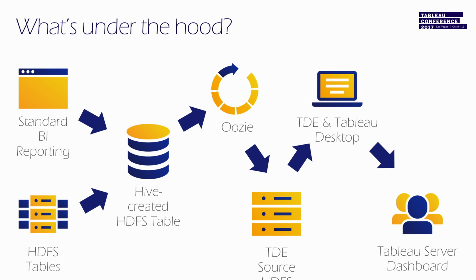So we've got our standard BI reporting that we drop into some HDFS tables in Hive. We've got our HDFS tables that contain a lot of information. And for this particular use case, since we're trying to make this as simple as possible, we did a lot of the pre-processing with some Oozie workflows to manipulate all the data, put it into basically another HDFS table that we'll use as the source for our TDEs, and then we'll refresh our TDEs as we bring in new data, work with that in Desktop where we need to, if we need to make any tweaks or changes, and then publish it up to Tableau Server.